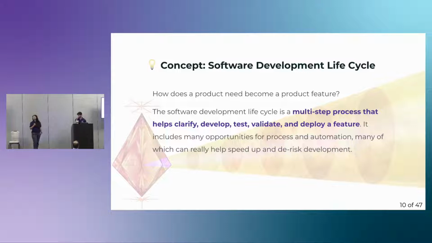And just to move on to this topic of the software development lifecycle, for those who don't have a general concept of it: at your company, how does a product need become a product feature? The software development lifecycle is a multi-step process that helps clarify, develop, test, validate, and deploy a feature. And once again, it introduces many opportunities to add process and automation, speed up development, and de-risk development as well.